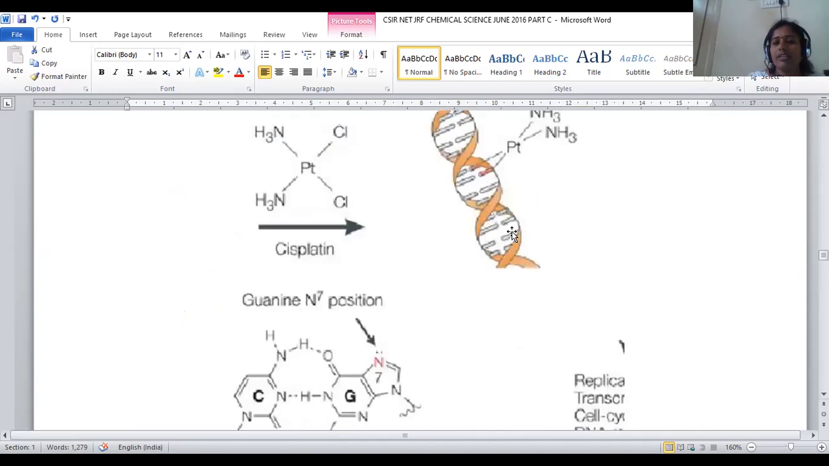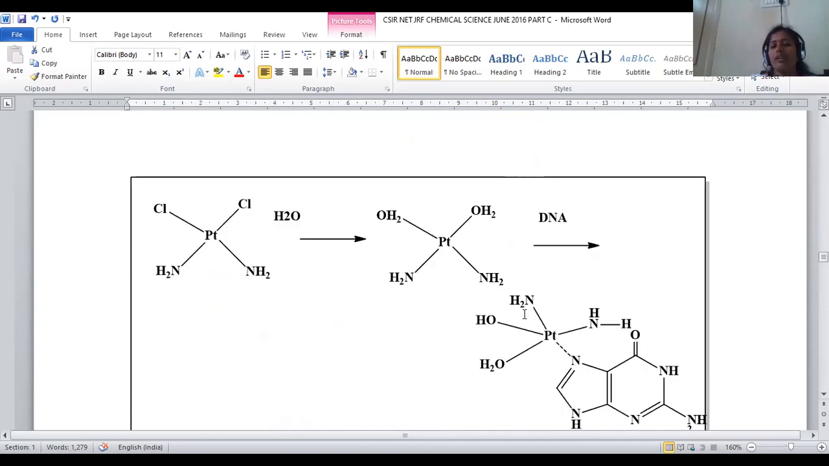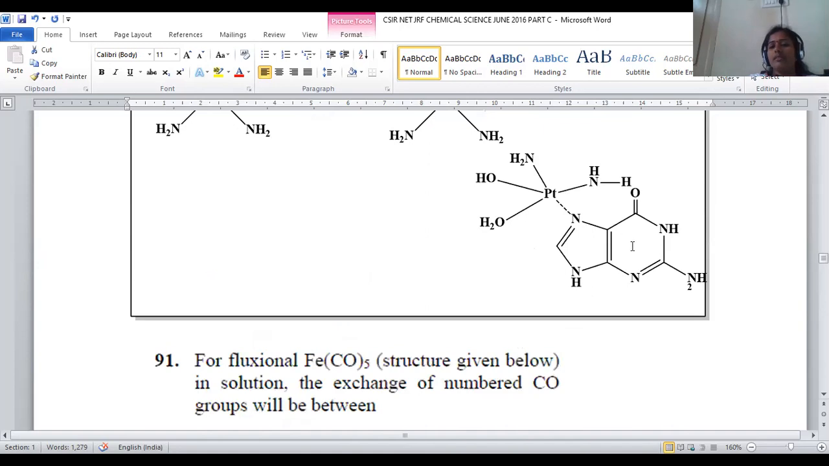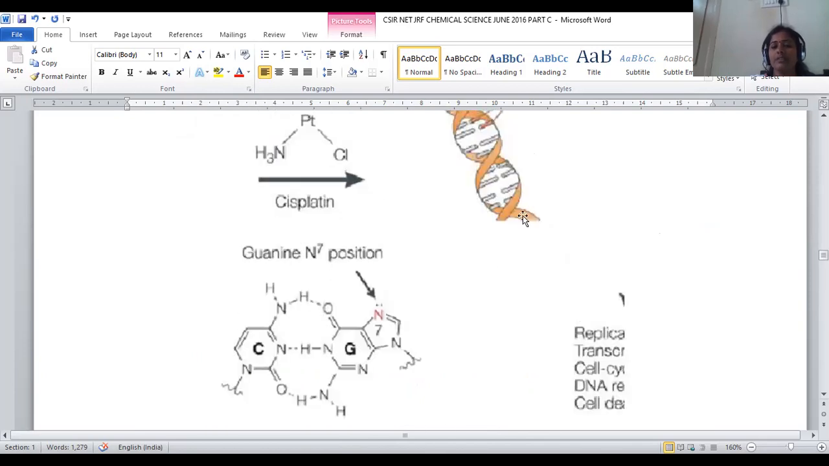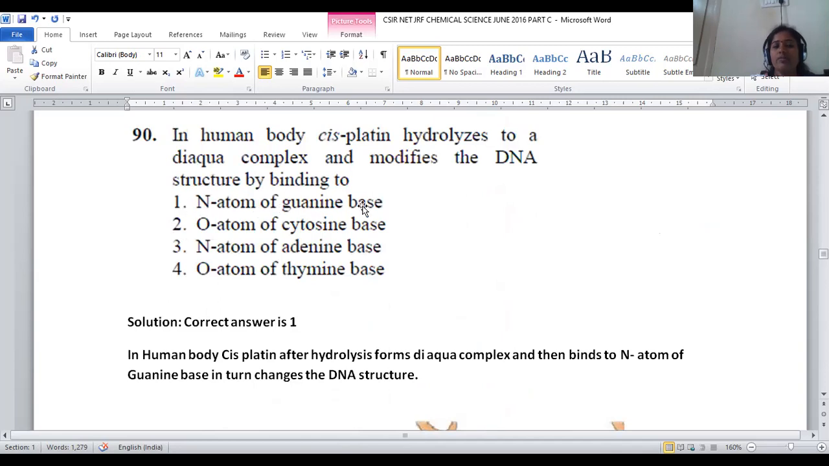Now it is in contact with DNA. The DNA structure will be like this, a double helical structure. The diaqua complex of platinum will bind to DNA in this manner, at the guanine base. So the nitrogen N7 of the guanine base will be attached to this one. This guanine base of DNA will be bound to cisplatin in this manner. So the N7 position of guanine will be bound, the nitrogen atom of the guanine base. So for question number 90, option number 1 is the correct answer.